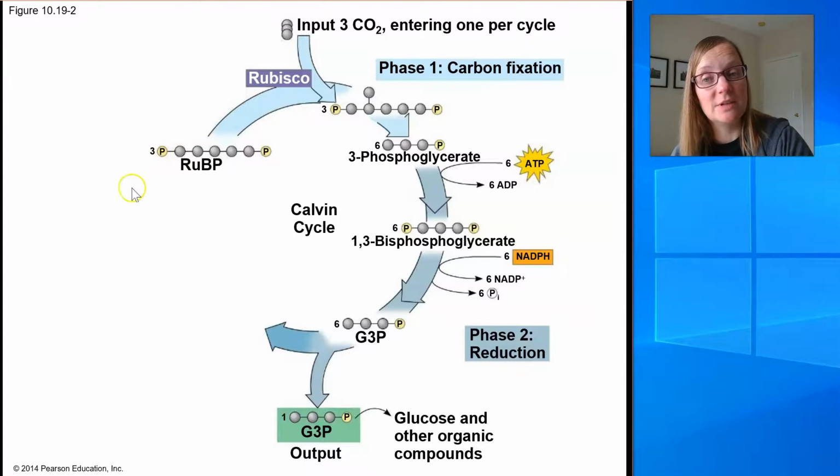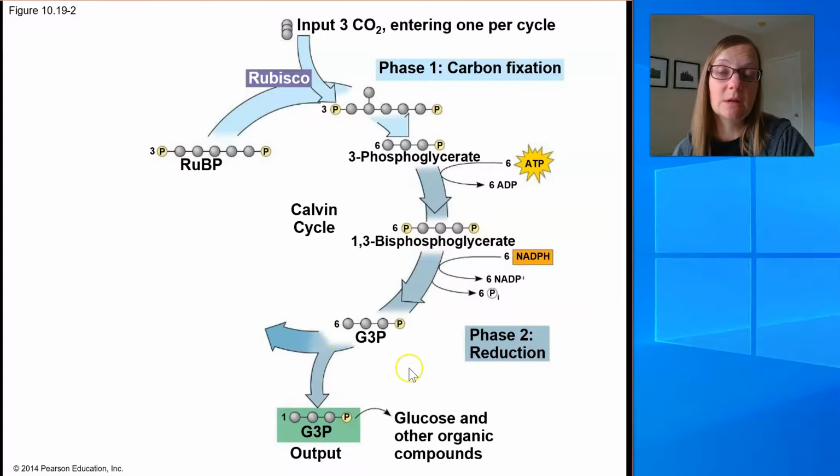So we need a total of 15 carbons to remake those 3 RuBPs. How many carbons do we have here at the end of the reduction phase? Well, we've got 6 3-carbon G3Ps, so 6 times 3 is 18. We've got 18 carbons here. We need to keep 15 of them so that we can remake these 3 RuBPs. So 18 minus 15 is only 3. So really, again, only 1 3-carbon G3P is the output.